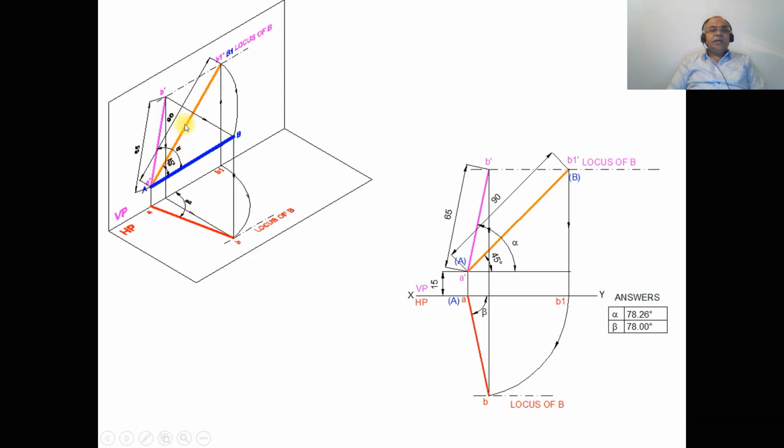With A dash as center, now you know the true length in the front view. Obviously that line should be parallel in the top view. A is in VP, so B1 should also be on VP. Then only the line is parallel to VP. Once the line is parallel to VP, with A as center, taking the radius of AB1, you rotate it such that it touches the end projector line here, so that you get the locus of B in the top view. You mark this point as small b, then join A and B with a dark line.